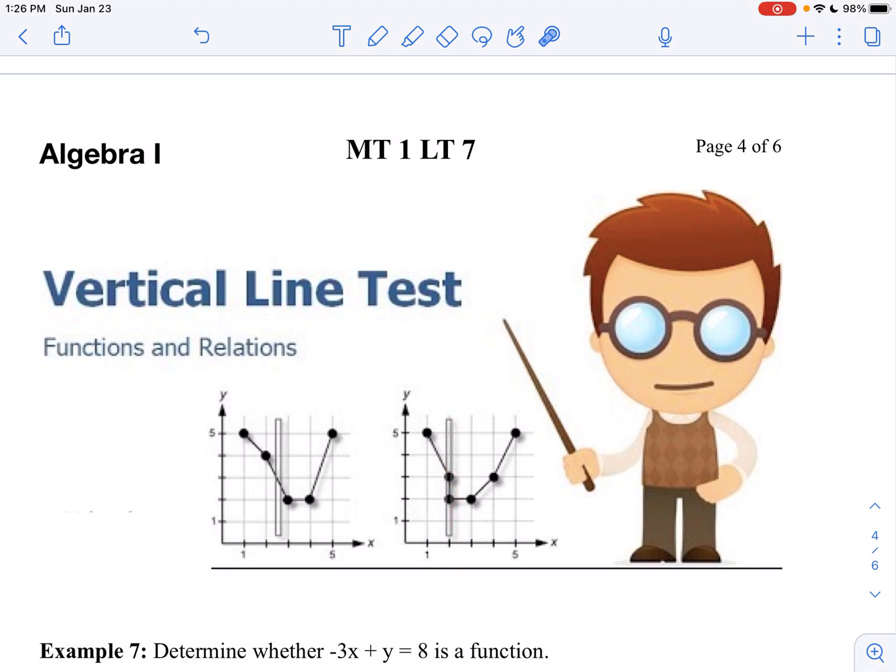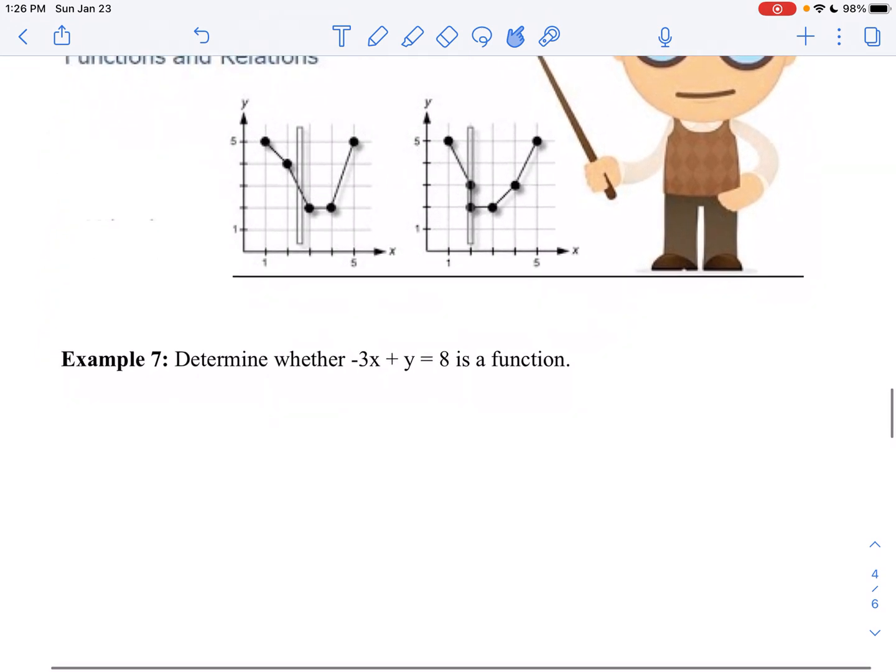In other words, we're saying on this graph with an input of 2, we have 2 different outputs, of 2 and of 3. So that's not predictable. So if I take a look at example 7, I've got this equation. I want to determine if it's a function. Well, let's turn this into a table first, and then we'll turn it into a graph. Then we'll look at the function.